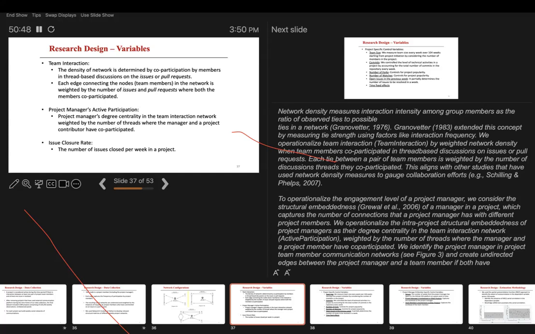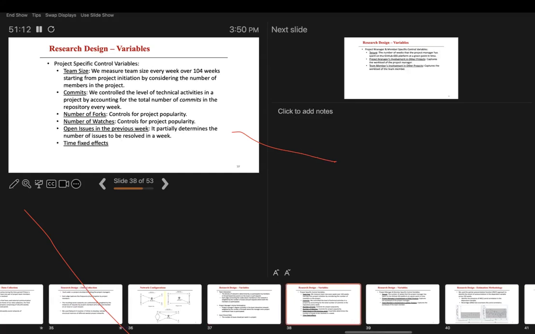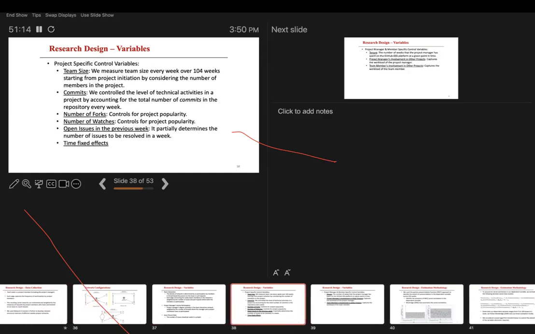Project manager's active participation is the degree centrality of that project manager in that interaction network. So how central they were in that network is what we will later check with respect to the outcome. The outcome is the issue closure rate, the number of issues closed per week in a project. That's a process outcome, and in some way a product development innovation outcome, because it's leading towards a final software that they want to build.